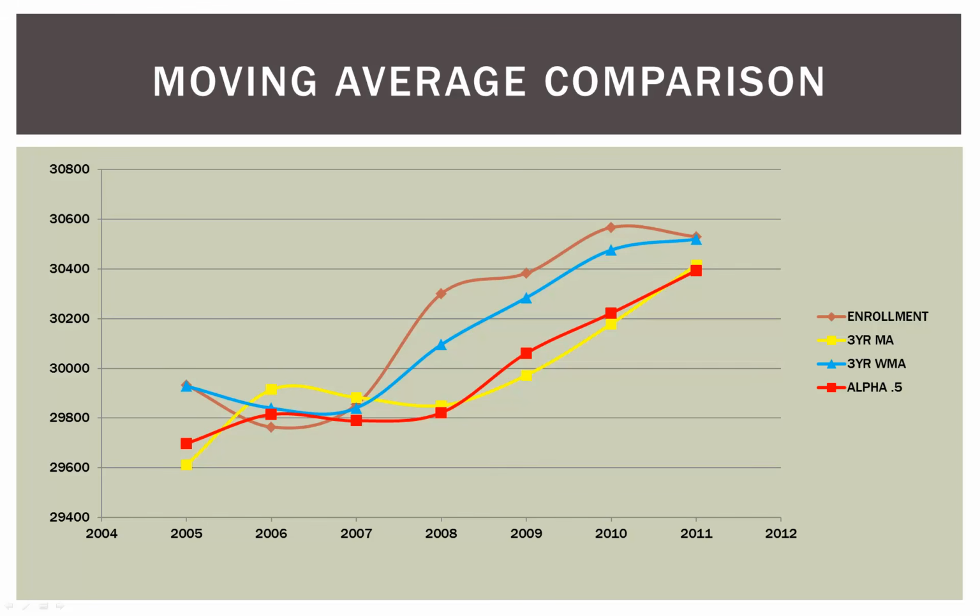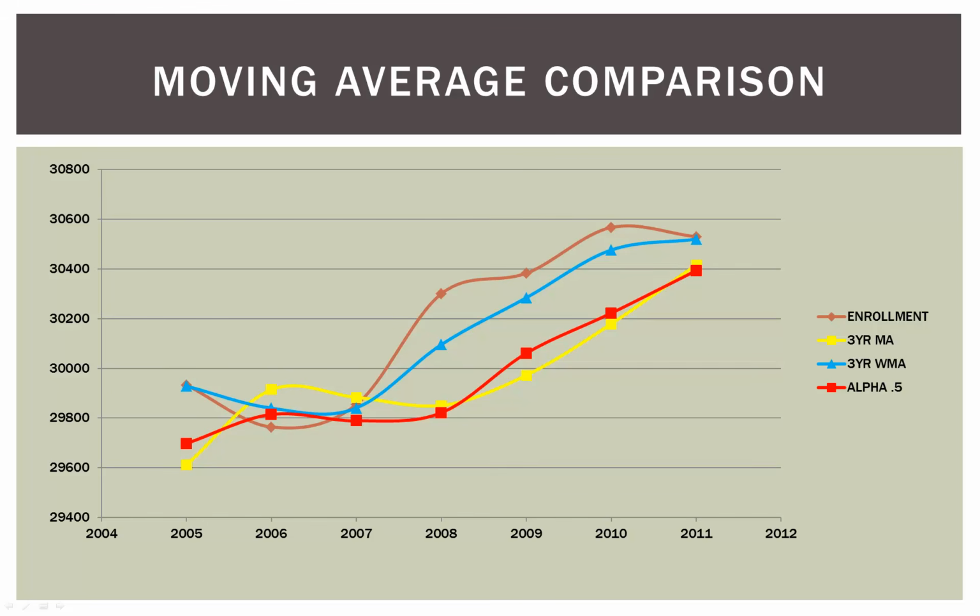Now, if we graph all of this on one graph, it's really easy to see. Our enrollment is the orange curved line in our graph. Our 3-year simple moving average is in yellow. Our 3-year weighted moving average is in blue. And our EMA with an alpha of 0.5 is in red. Based on this graph, which method would you choose?